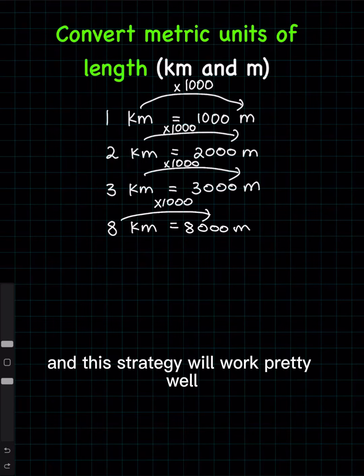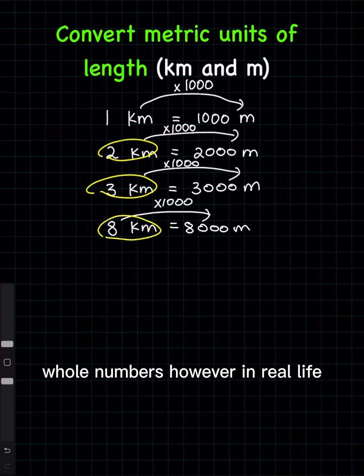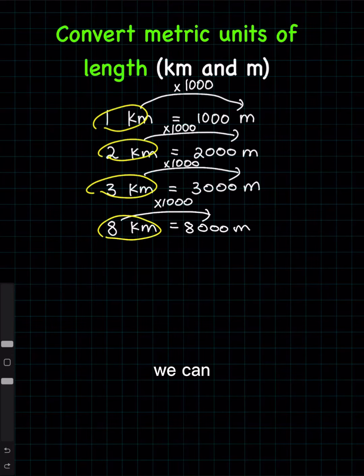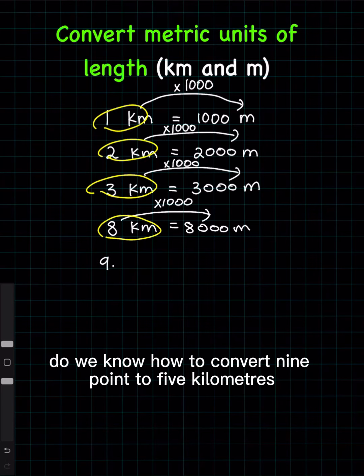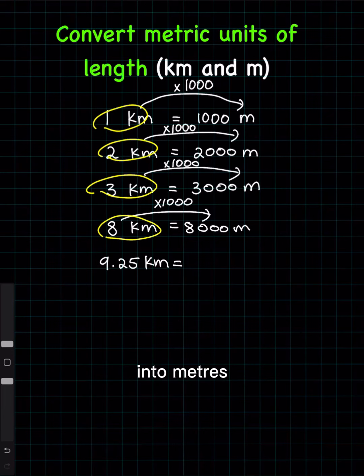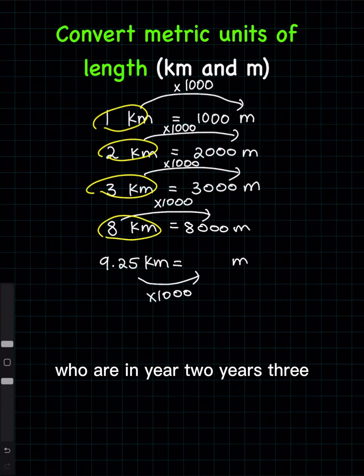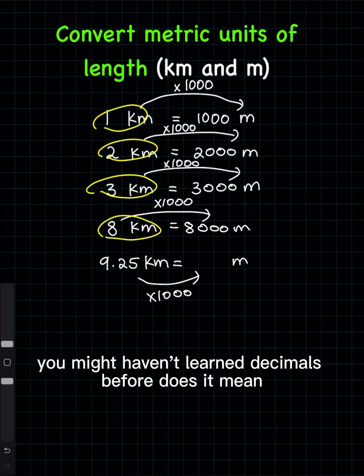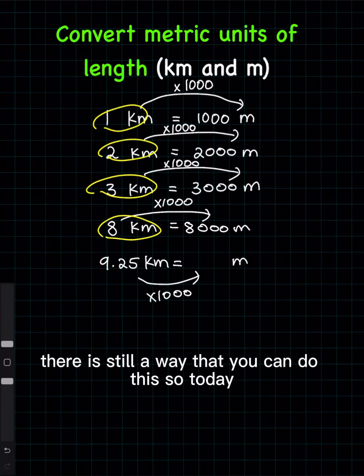And this strategy will work pretty well as long as we're dealing with whole numbers. However, in real life, we can have some measurements that are written in decimals. For example, do we know how to convert 9.25 kilometers into meters? Yes, we can do the same thing by multiplying by 1,000. But the thing is, for some of you who are in year 2 or year 3, you might not have learned decimals before. Does it mean we just give up on this question? No, there is still a way that you can do this.